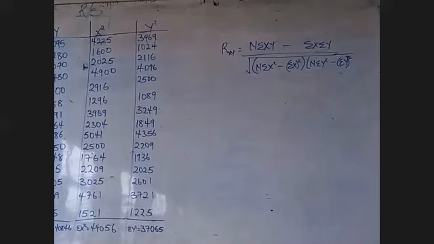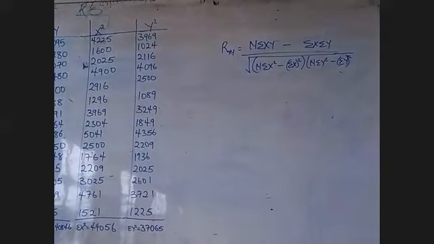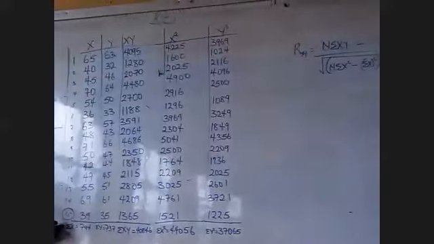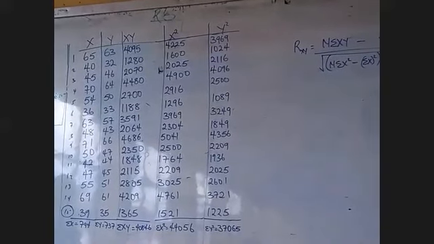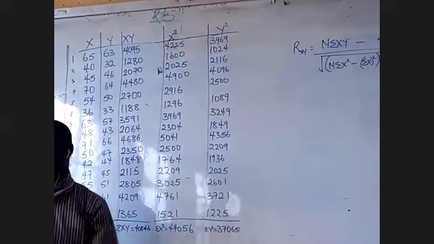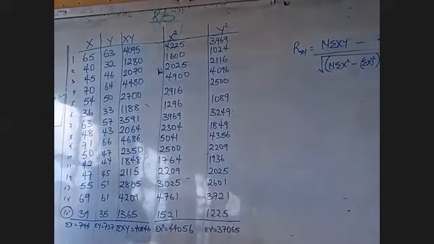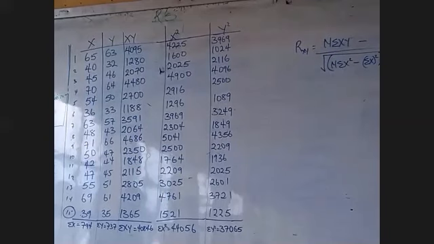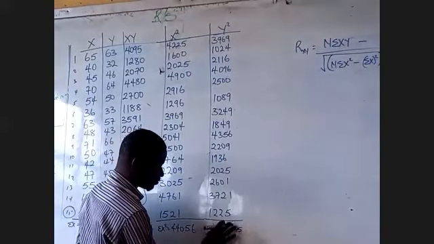N is the number of values you have here. So in case you don't want to get confused, 1, 2, 3, 4, 5, 6, 7, 8, 9, 10, 11, 12, 13, 14, 15. So your N is 15. I hope we are getting it. So from here, I believe we can even get our answers ourselves. Can we do that? Yes. That's 37965. You're right.